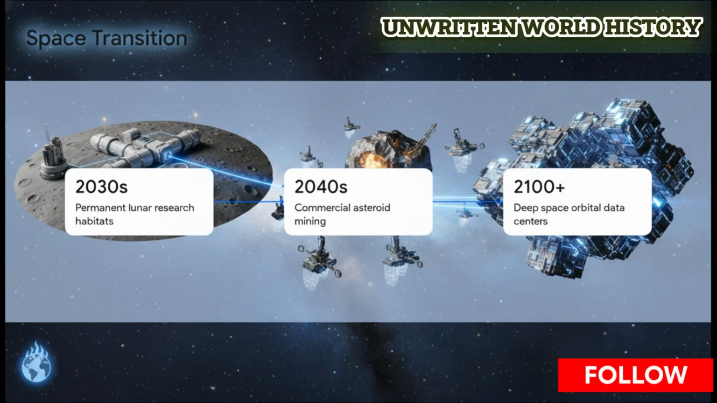So, with a retreating coastline and a collapsing terrestrial population, where does this all lead? To survive the heat and resource depletion of Earth, human industry basically has no choice but to expand outward. In the 2030s, we'll see permanent lunar research habitats extracting water and hydrogen. By the 2040s, automated commercial asteroid mining kicks in for raw materials. And looking past 2100, we'll see deep space orbital data centers, cooled by the natural vacuum of space, handling massive AI computational needs without dumping heat into the Earth's atmosphere.